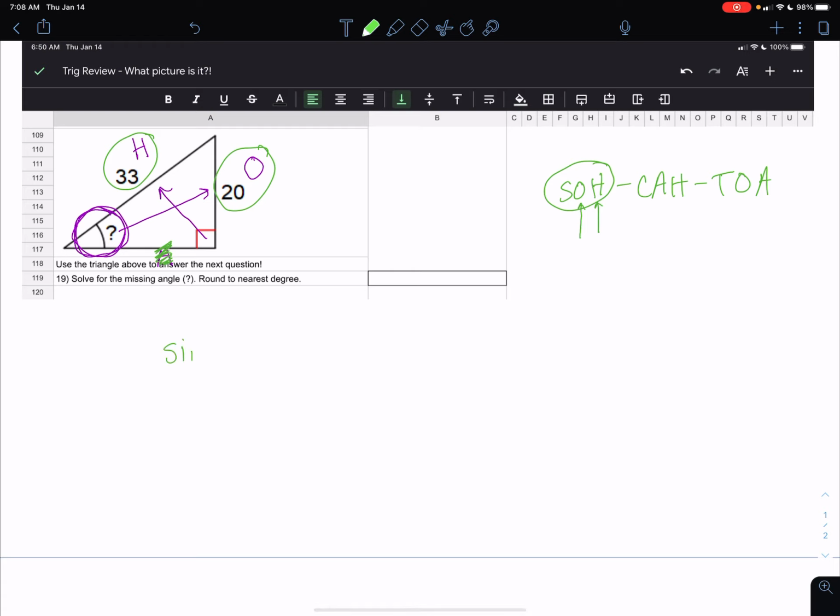And so I'm going to write sine. And then in parentheses, we have to put our angle. Now, what is our angle? It's just a question mark. And so I'm literally going to put a question mark in there. That's like our variable. We're solving for the question mark this time.